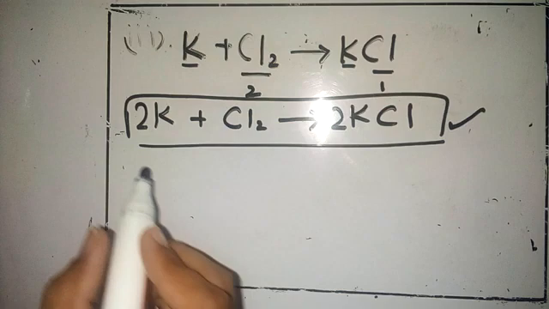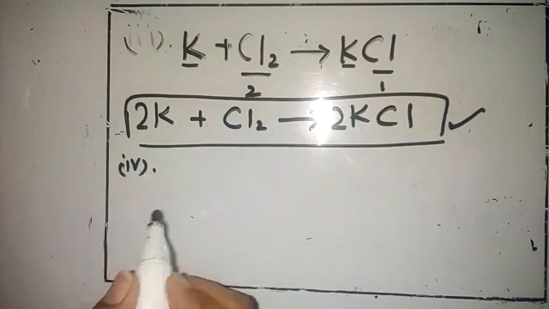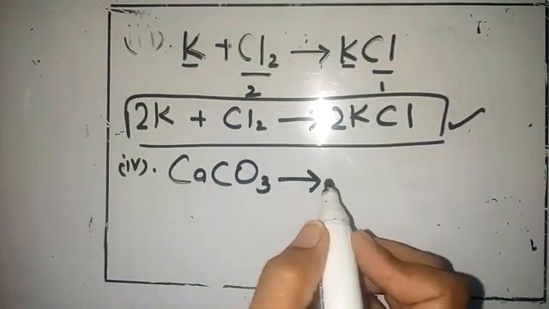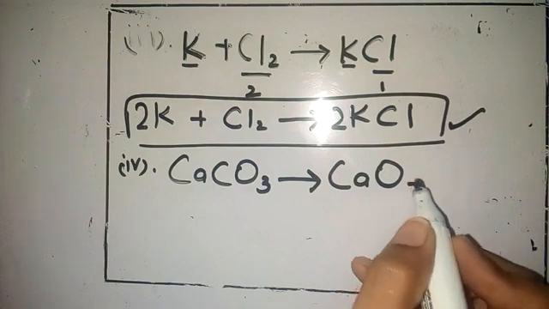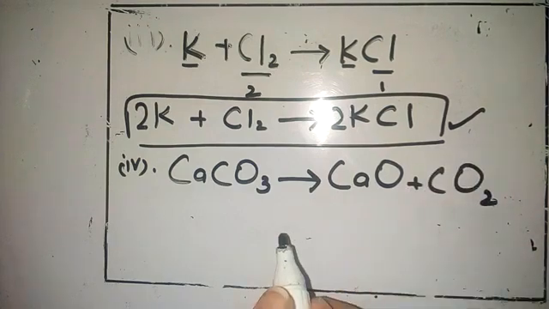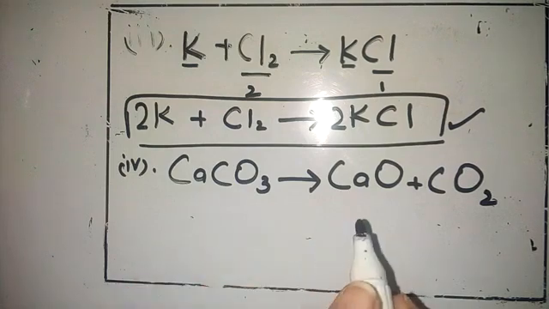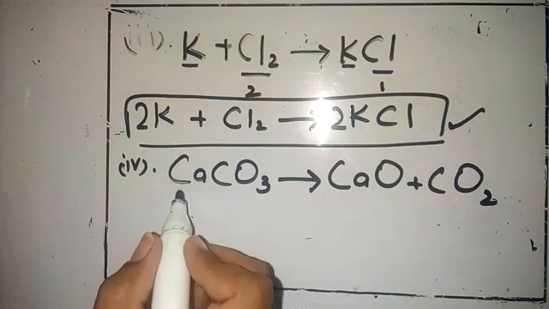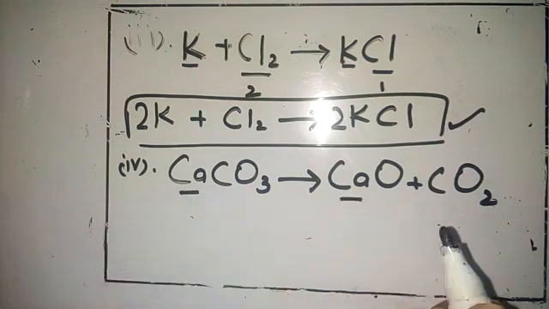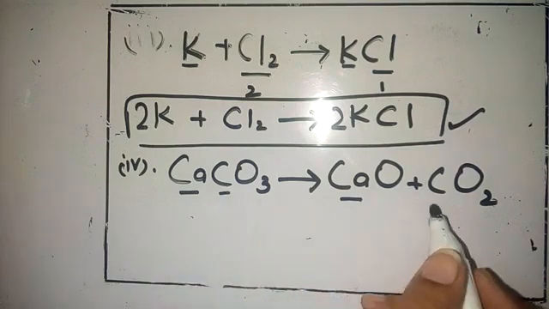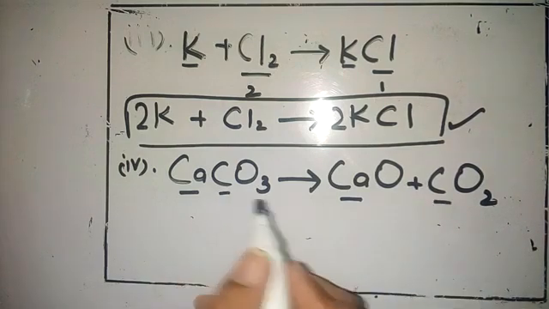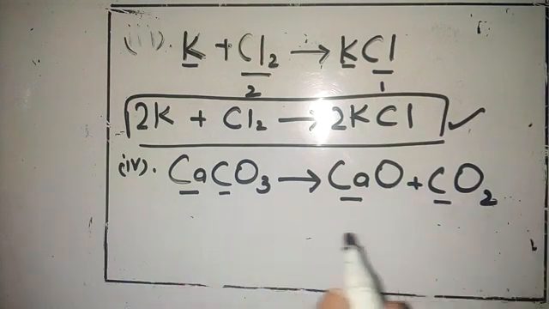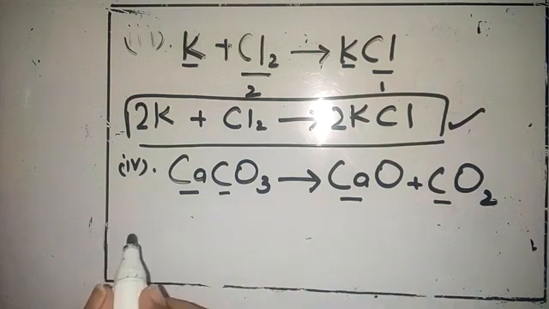Next we have 4, which is calcium carbonate giving calcium oxide plus carbon dioxide. So students, now we consider the number of atoms on both sides of the equation. We have 1 calcium here and 1 on the other side, so it is the same. Then again carbon is also the same and oxygen is 3, and here we also have 2, 3. So students, this is an already balanced chemical equation.